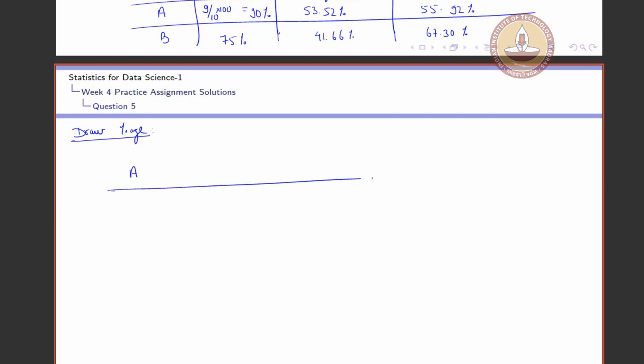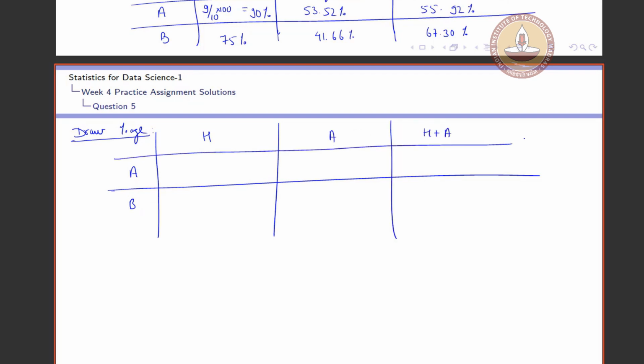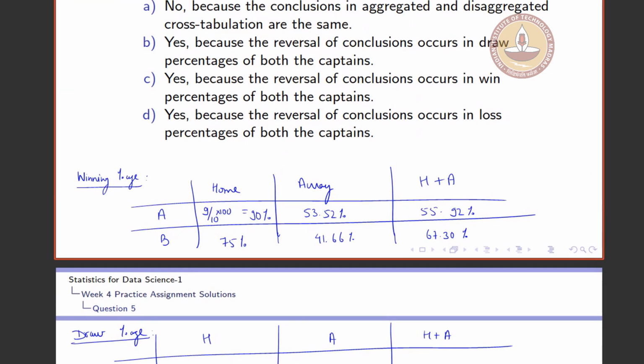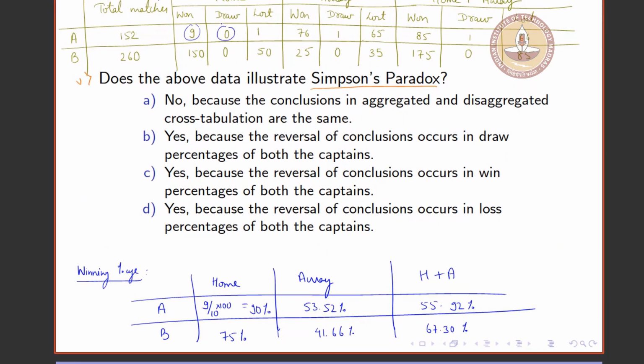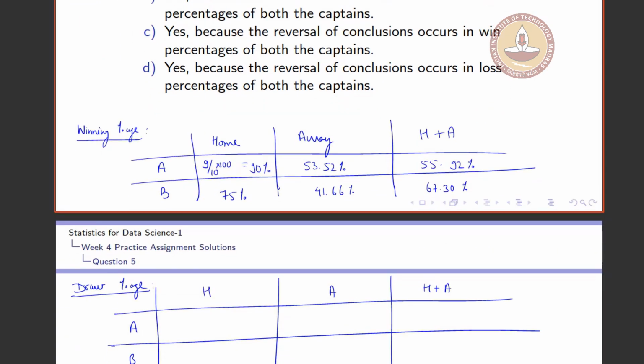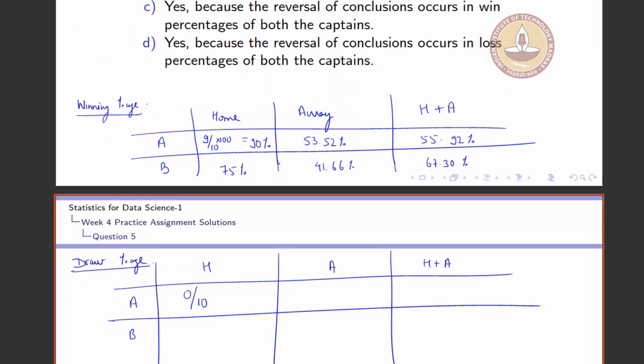Captain A, Captain B: this is home, away, and this is home plus away. Draw percentage of Captain A in ODI matches: the total number of matches drawn is 0, so 0 divided by 10, that is 0%.